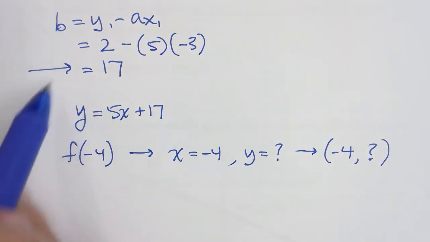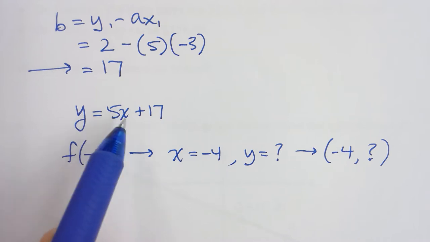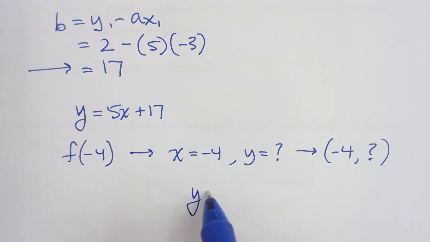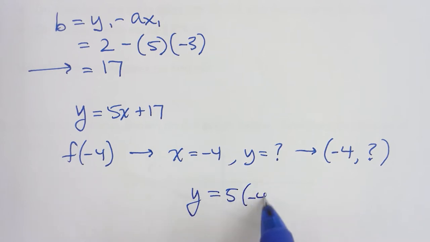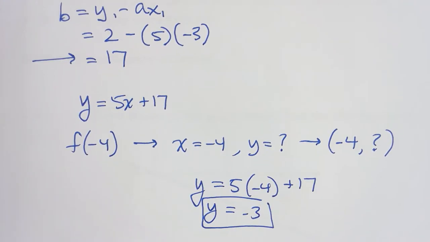So if we have the rule, let's replace negative 4 into the rule where I see the x, and we calculate. So I'll take my rule, I'll replace negative 4 in for the x, and we calculate, and we get our final answer is negative 3. That's it.